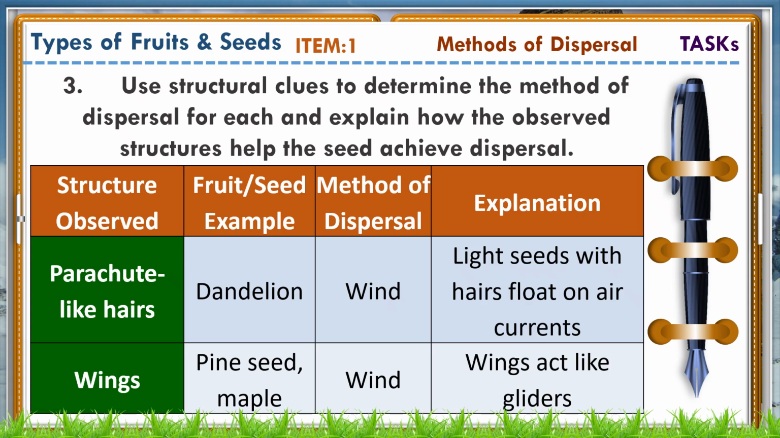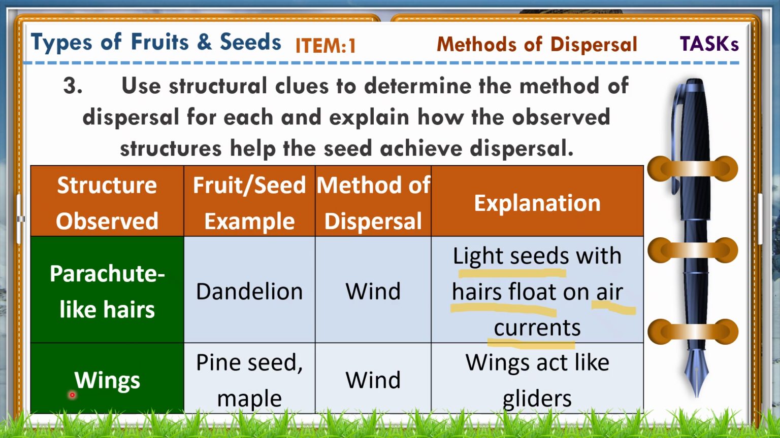What happens is that this structure makes the seed light, so it can float on air currents. So these parachute hair-like structures help the seed to float on air.